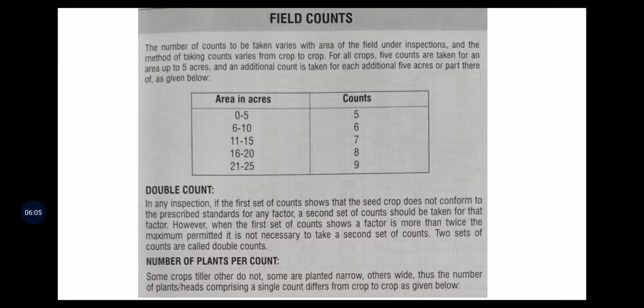However, when the first set of counts shows a factor is more than twice the maximum permitted, it is not necessary to take a second set of counts. Two sets of counts are called double counts. That means if an inspector or certification officer goes to a particular field and finds that the prescribed standards are not met by that grower, then he may go for the second count, and by taking that first count and second count, that is known as double count.